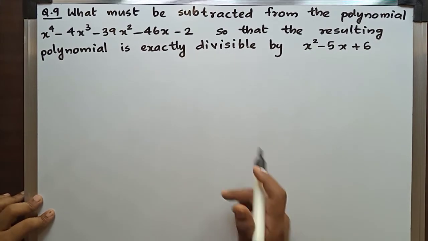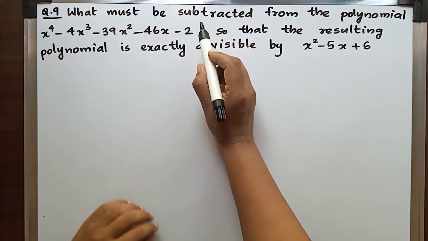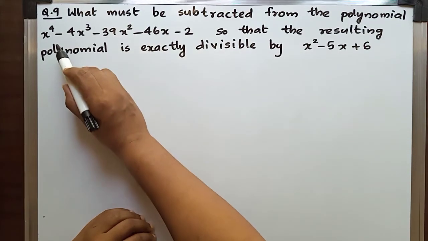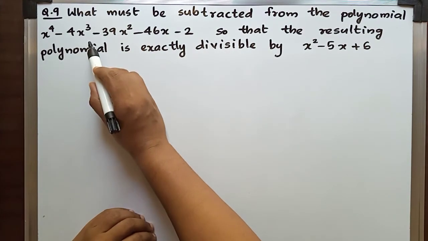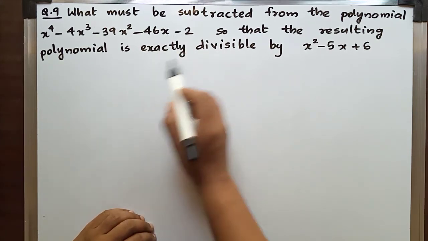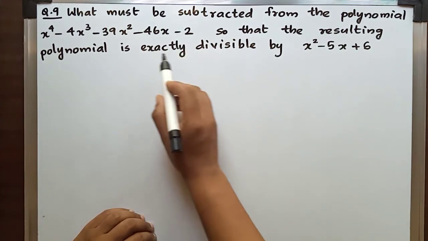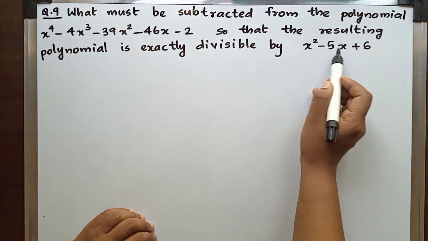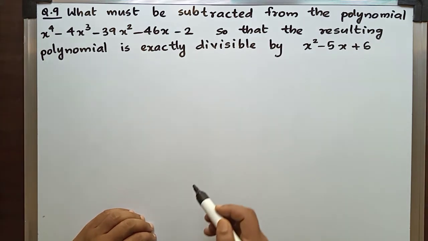Okay, 9th question. What must be subtracted from the polynomial x raised to 4 minus 4x cube minus 39x square minus 46x minus 2 so that the resulting polynomial is exactly divisible by x square minus 5x plus 6?